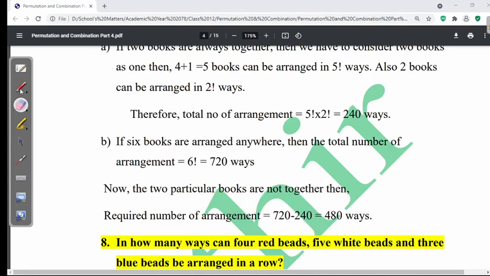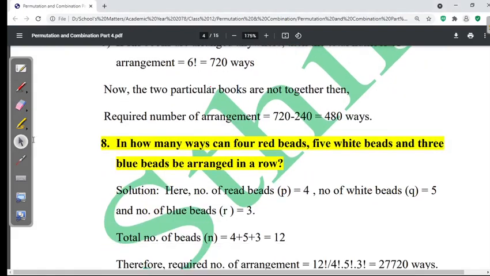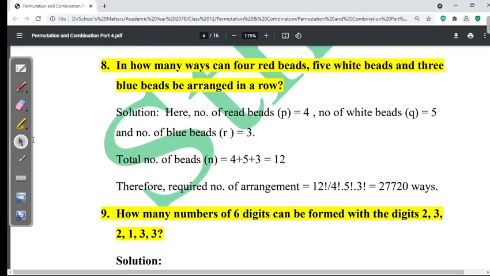And the next question number 8, dear students. In how many ways can 4 red beads, 5 white beads and 3 blue beads be arranged in a row? This is the case of repetition. That's why total is 12 beads and 4 repeated, red in 4, white in 5 and blue in 3. That's why 12 factorial divided by 4 factorial, 5 factorial, 3 factorial. This is the case of repeated objects.